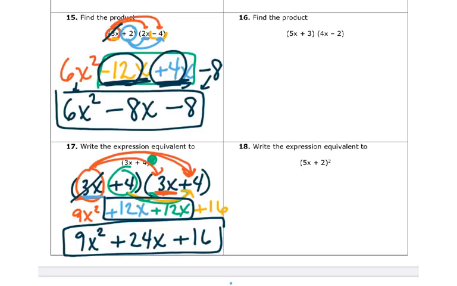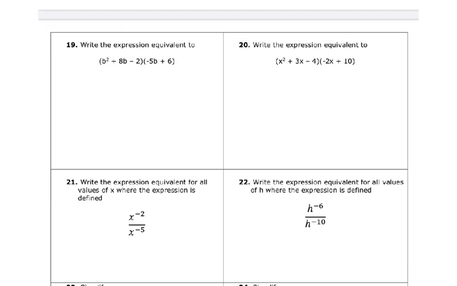Do not try to just square the numbers. It won't work for you. You have to write it twice, and then distribute both terms. Very easy. All right, let's look at number 19.